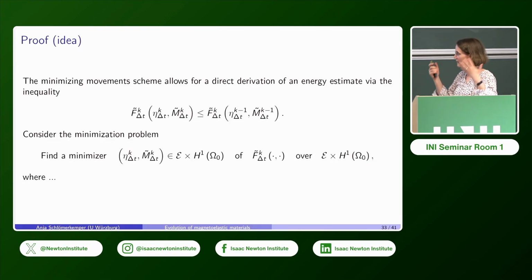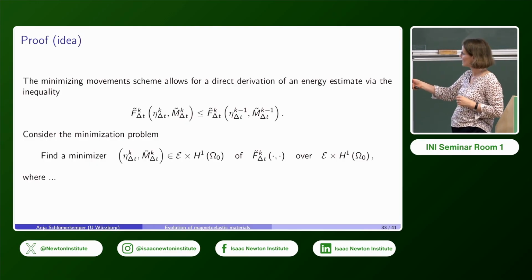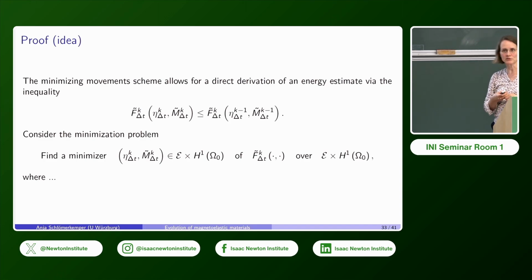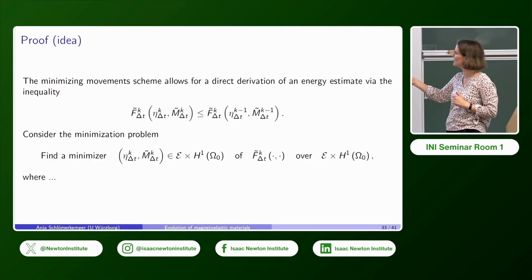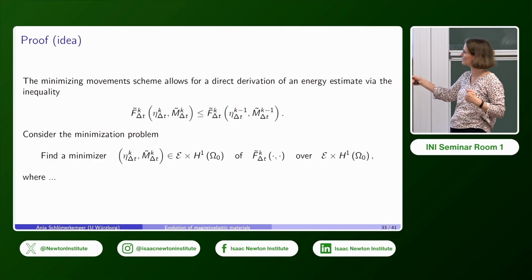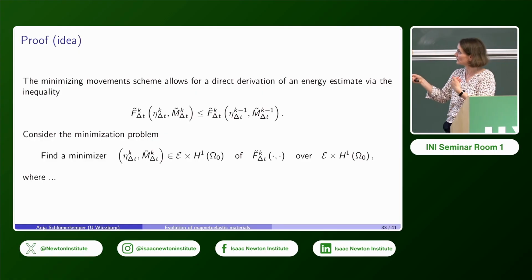So the problem is we want to consider this minimization. Find a minimizer eta k at time step delta t, m tilde k at time step delta t in this space E for our deformations that I defined, and the m tilde is just a function in H1 of omega 0. And you see here, maybe you notice we here work really in the reference configuration. So eta and the magnetization both are considered in the reference configuration of a functional F tilde, which is on the next slides, and so we minimize this.